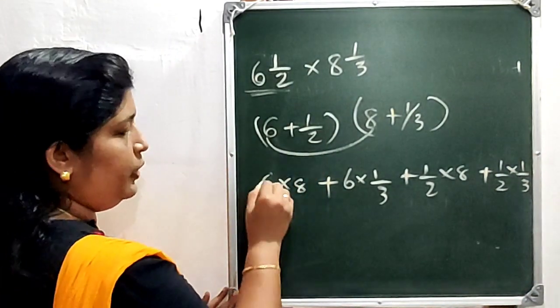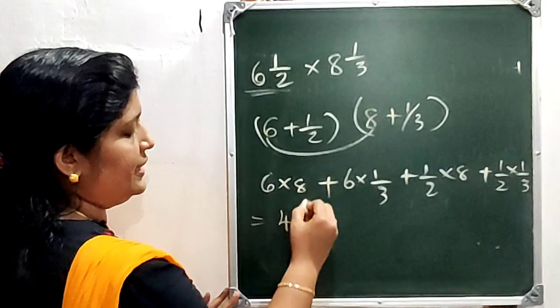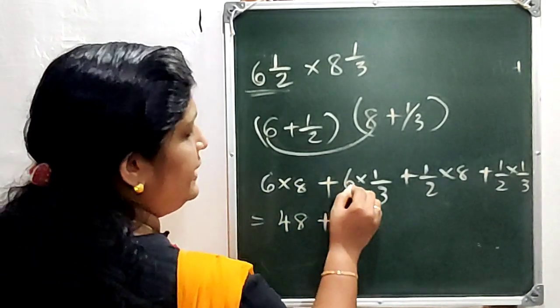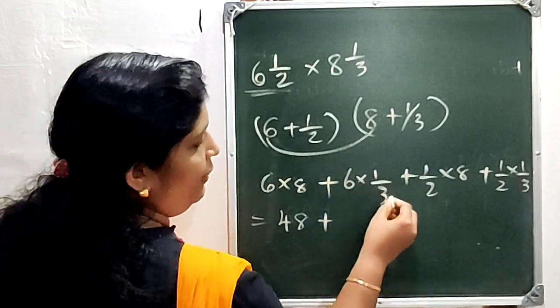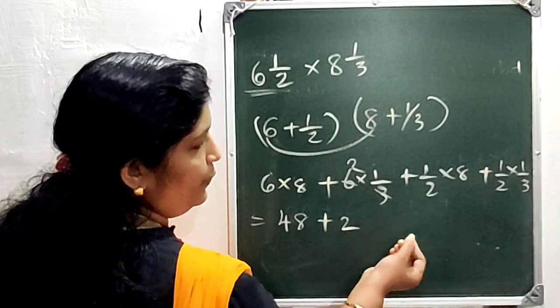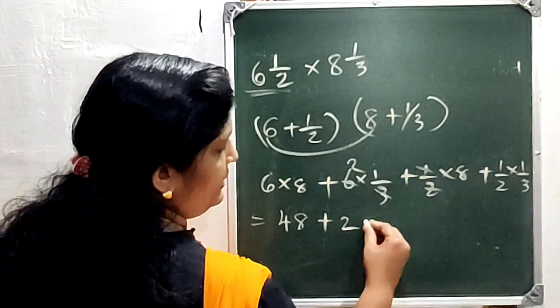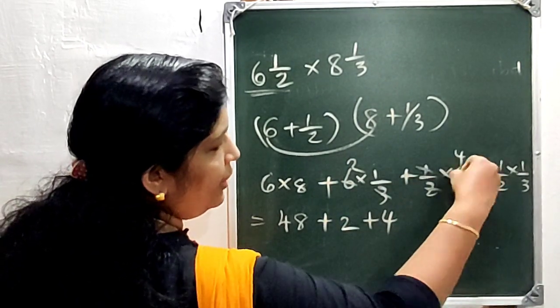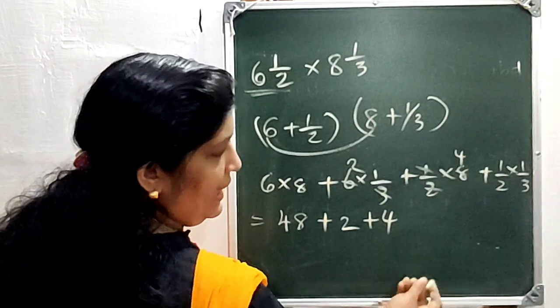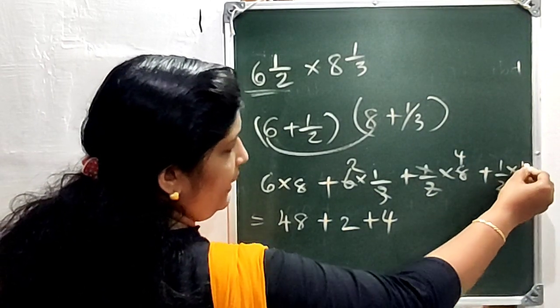Then what about 6 into 8? That is equal to 48. Then 6 into 1 by 3 is equal to 2. Then 1 by 2 into 8 is equal to 4, since 4 twos are 8. Then 1 by 2 into 1 by 3.